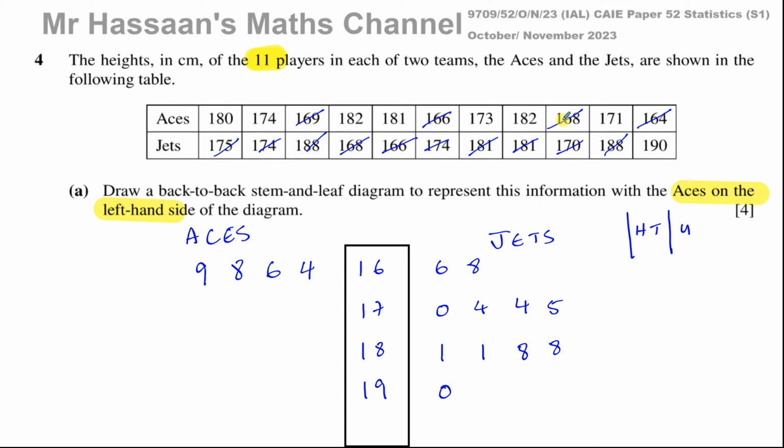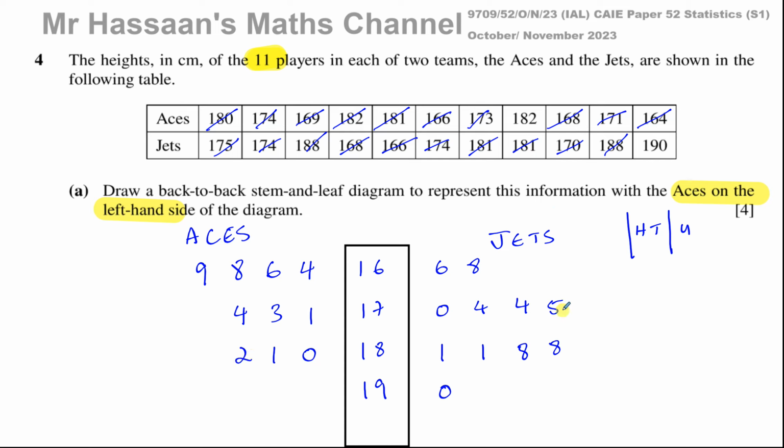Then we go to the 170s. We have 171, so we put 1 here and cross that out. Then 173, so 3 here, and 174, so 4 here. And we have 170. Those are the 70s finished. Now the 180s: we've got 180, 181 and 182. And that's all of them now.